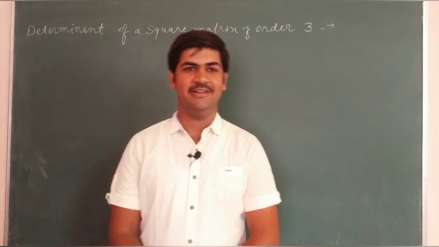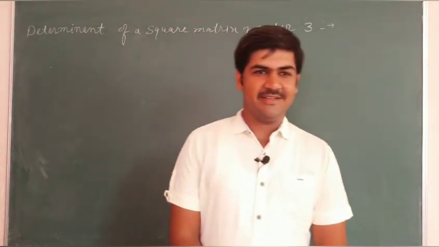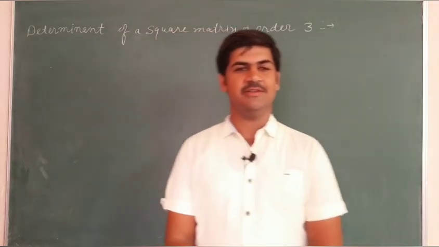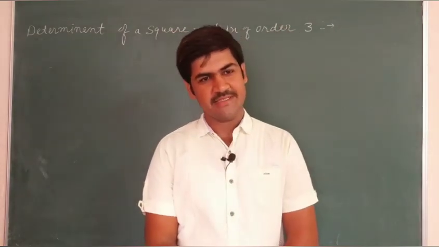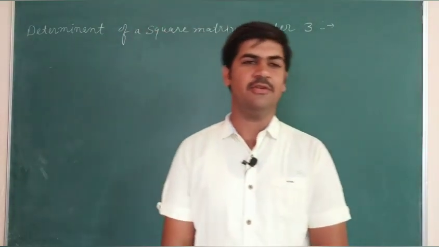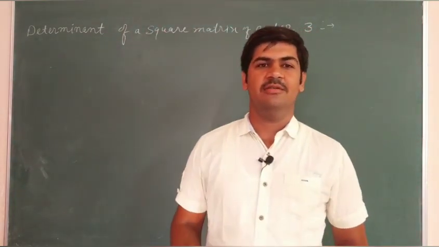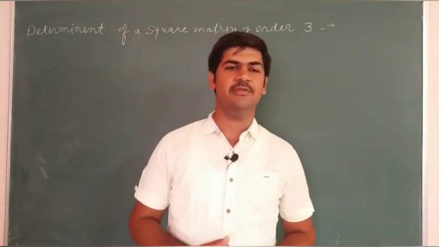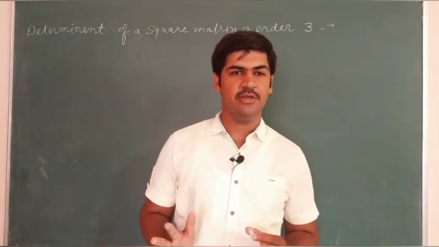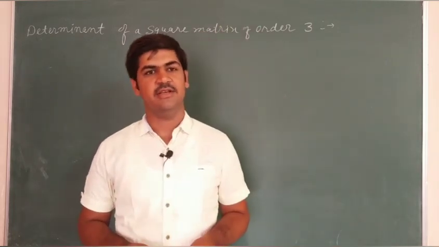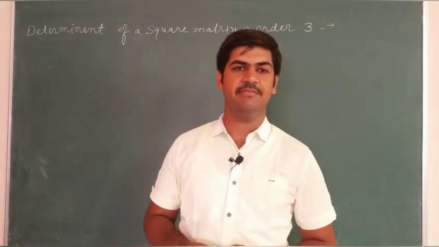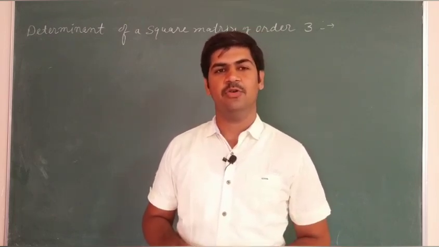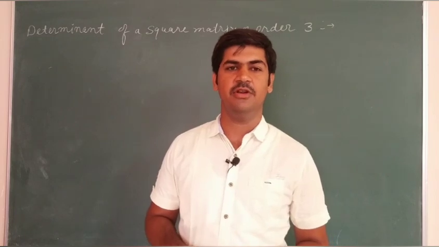Students, Namaskar. In our previous lecture, our topic was determinant of a square matrix of order 3, or we can say the topic was determinant of order 3. We learnt how to expand a determinant along any row or along any column in the previous lecture. Here I will be taking some examples of determinants of order 3 to evaluate them, or to find the value of a determinant of order 3.